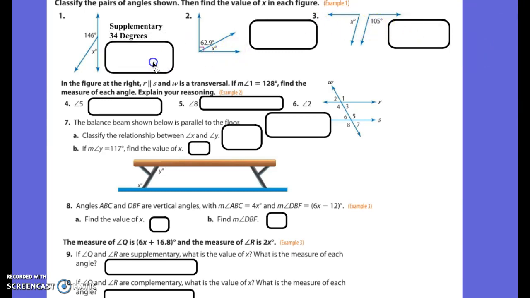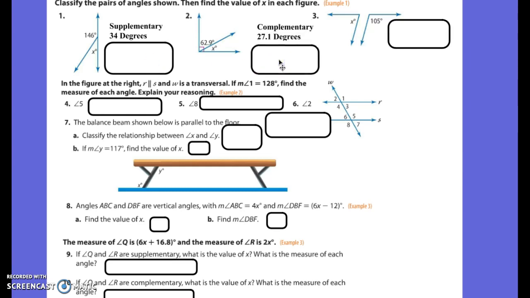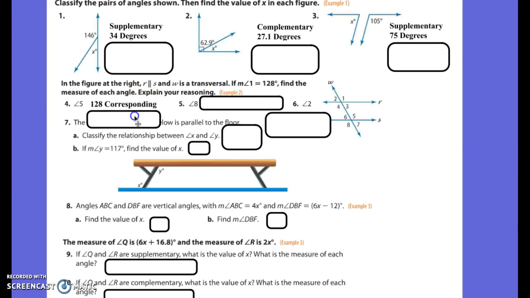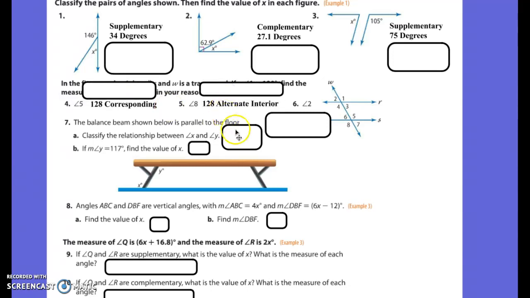Number 1, you should have said that they're supplementary and they're 34 degrees. Number 2, complementary and 27.1 degrees. Number 3, supplementary and 75 degrees. Number 4 was 128 and corresponding. Number 5 was 128 and alternate interior. Number 6 was 52 and supplementary.